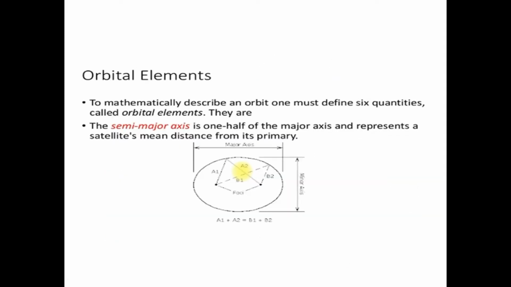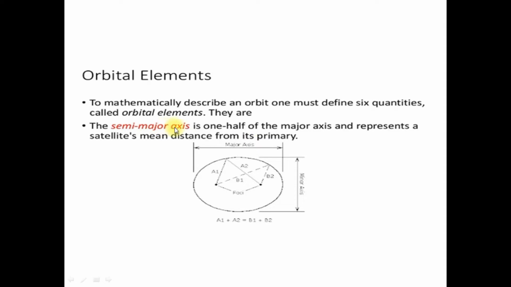If we go with the next thing, that is orbital elements. Before going to orbits and types of orbits, we need to know some orbital elements. To mathematically describe an orbit, one must define 6 quantities called orbital elements. So here we have a total of 6 orbital elements. Let's go with the first one, that is the semi-major axis.